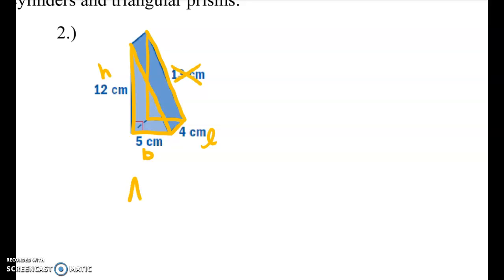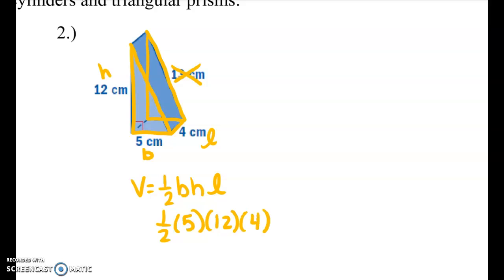So my volume is equal to 1/2 times the base times the height times the length. So 1/2 times the base is 5, height is 12, length is 4. So I can go into my calculator. I'll do 0.5 times 5 times 12 times 4. Gives me 120 centimeters cubed.